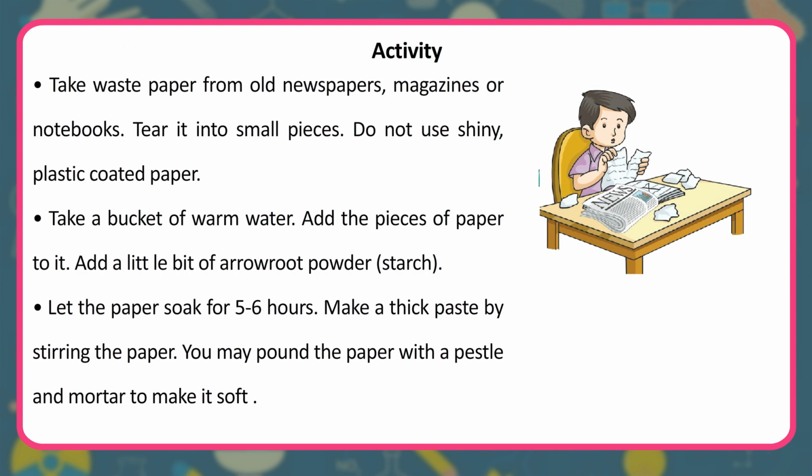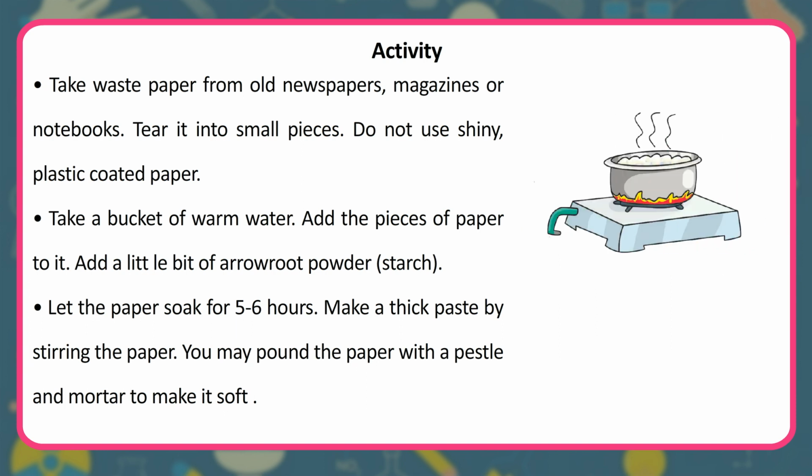Activity. Take waste paper from old newspapers, magazines or notebooks. Tear it into small pieces. Do not use shiny, plastic-coated paper. Take a bucket of warm water. Add the pieces of paper to it. Add a little bit of arrowroot powder, starch. Let the paper soak for 5 to 6 hours.